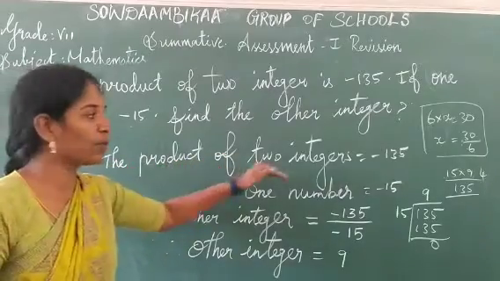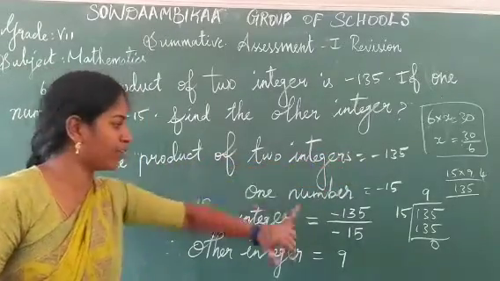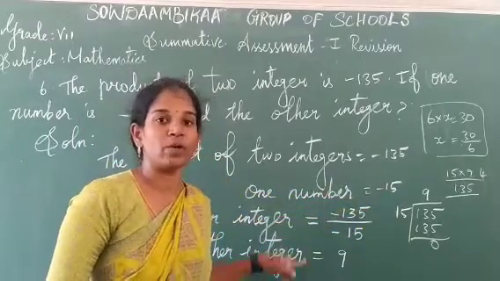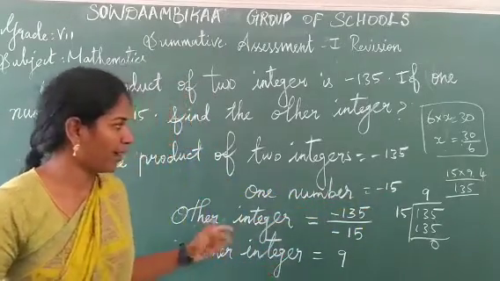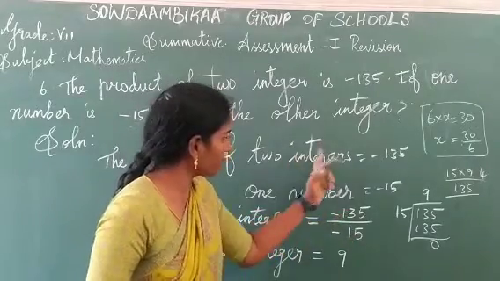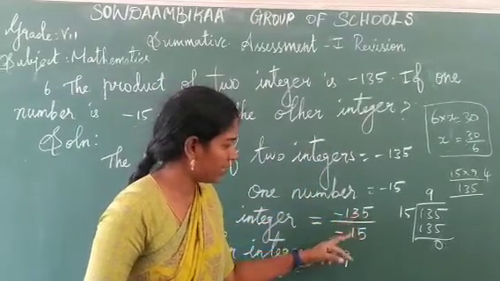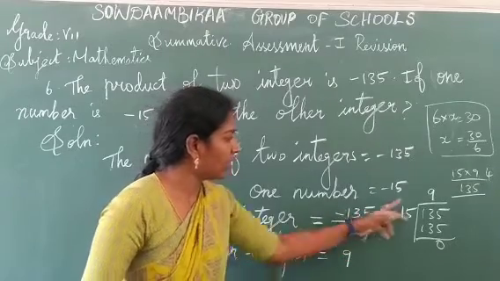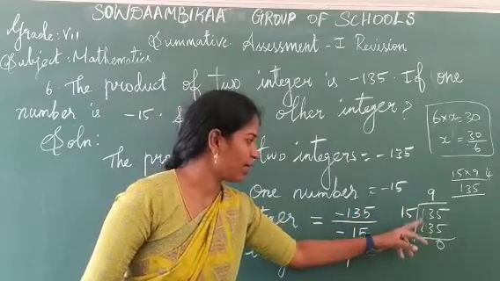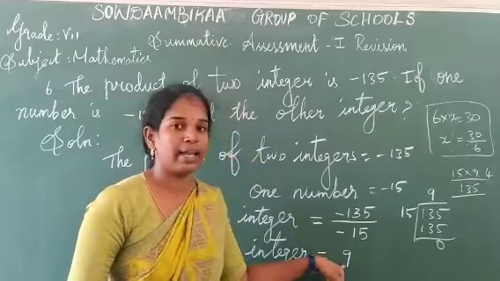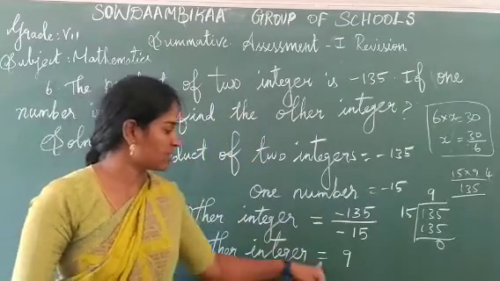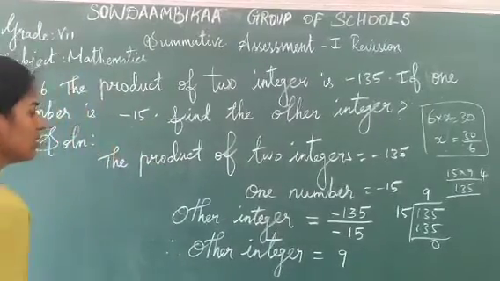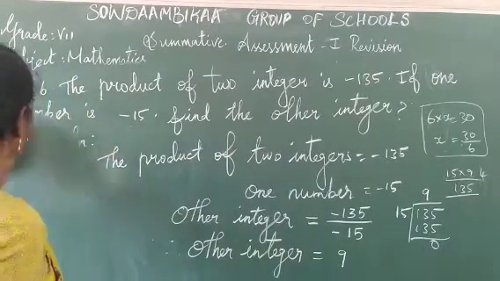Once again. The product of two integers is equal to minus 135. One number is given, minus 15. We have to find out the other integer. How do you find? The product of two integers, minus 135. One integer is 15. 9 15s are 135. We get the answer 9. Therefore, other integer is equal to 9. We have to check the answers here. Then we have to go to the next sum.